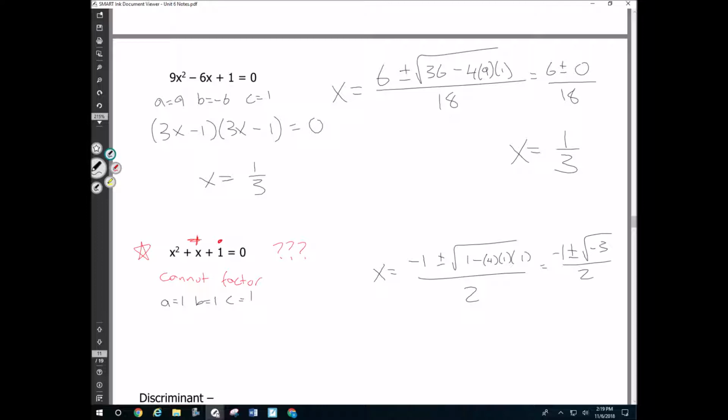Type into your calculator the square root of negative 3. What do you get? Whoa. What do you get? You get an error, right? Can you take the square root of negative 3? No, it's an imaginary number. We'll talk about those later in this class. So, since I end up with this, turns out there are no solutions.